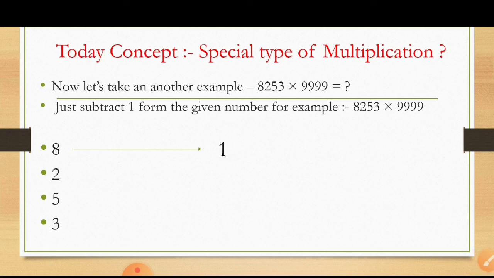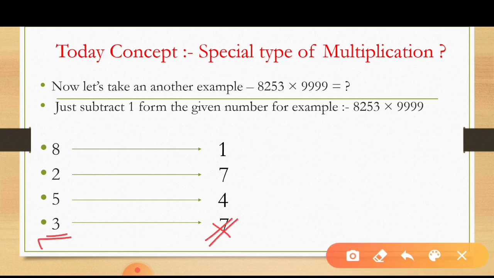Now what is the complement of 8? The complement of 8 is 1. Means to 8 we can add 1, then the answer comes 9. Means 1 is the complement of 8. Now what is the complement of 2? 7. Complement of 5? 4. And the complement of 2? 8. Okay, not 7, because for checking your brain I made one mistake for you. Means here 8.